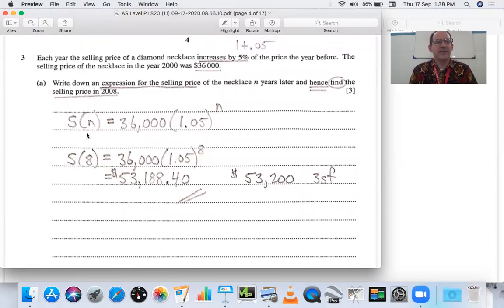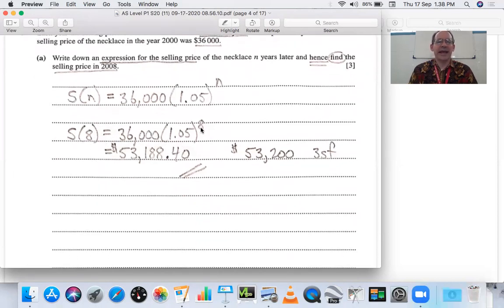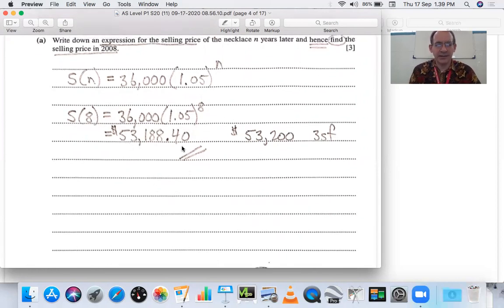So our sum, or our sales, this represents our selling price for the nth year, will equal 36,000, that's our original price, times 1.05, so that's the original plus the yearly rate, and then raised to n being however many years that you want to calculate it for. So plugging in an 8, because we're going from 2000 to 2008, plugging in an 8 for n, calculating it up gives $53,188.40, or to 3 significant figures, it's just 53,200.